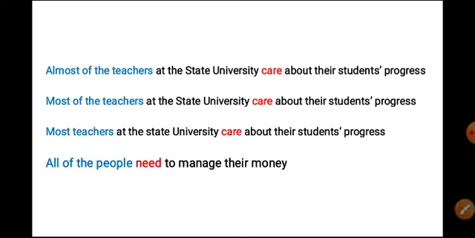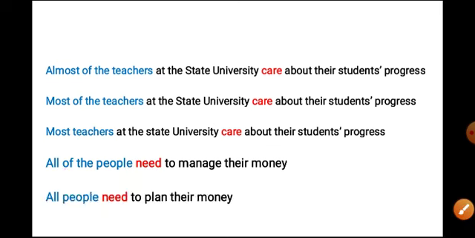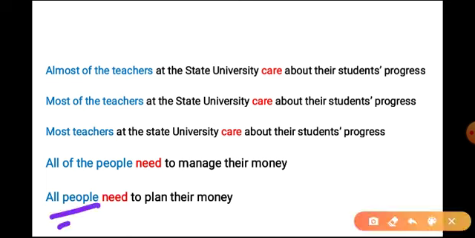Next, all of the people need to manage their money. Di sini ada all dan people. People di sini plural, jadi kata kerjanya need. Oke, kemudian ada kalimat all people need to plan their money. Oke, di sini all people, jamak, jadi verbnya adalah need. Oke, perhatikan kita mengatakan all of the people, setelah of ada the, tapi just say all people. Oke, all people saja.